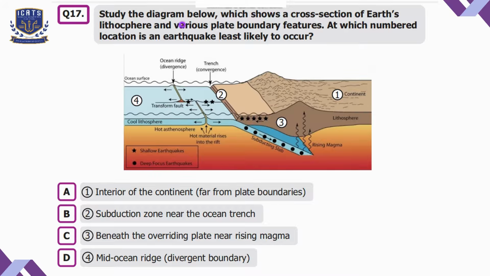Question number 17. Study the diagram below, which shows a cross-section of Earth's lithosphere and various plate boundary features. At which numbered location is an earthquake least likely to occur?